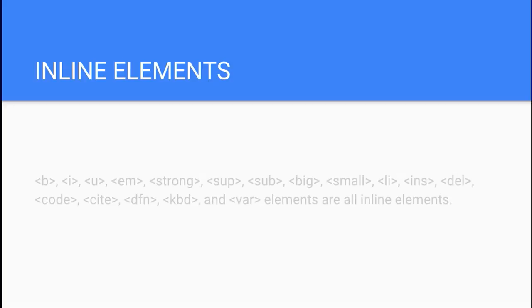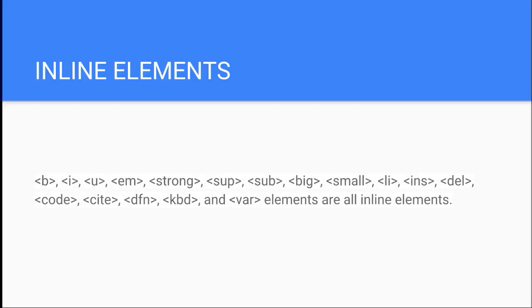Then what are inline elements? Inline elements, on the other hand, can appear within the sentence and do not have to appear on a new line of their own. For example, B, I, U, EM, strong, SUP, SUB, big, small, LI, INS, del, code, cite, DFN, KBD, and var elements are all inline elements.